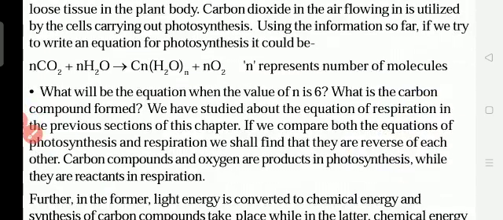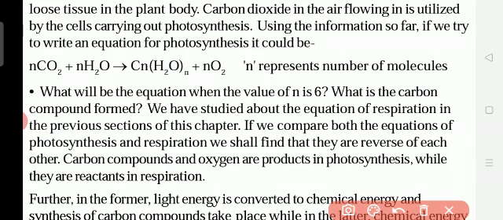Using the information so far, if we try to write an equation for photosynthesis, it could be as follows. Surely you will get the question in the board exam: What is photosynthesis? Explain with the chemical formula. So you should write the formula here. What is the photosynthesis formula? Photosynthesis means what? In the presence of the light, the plant prepares the food with the help of the water. It is called photosynthesis.